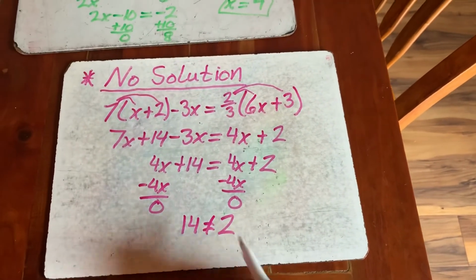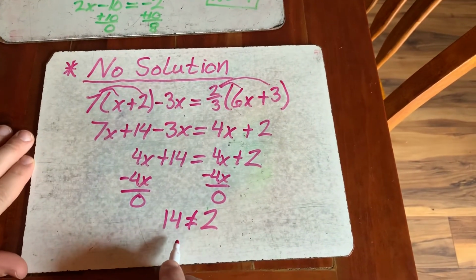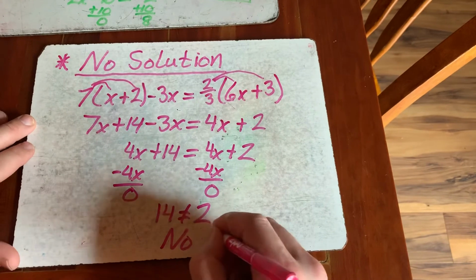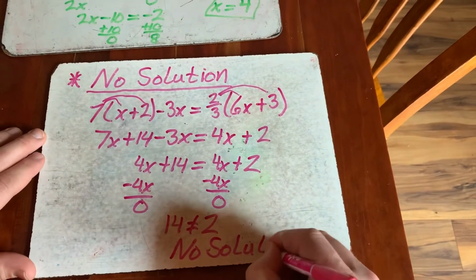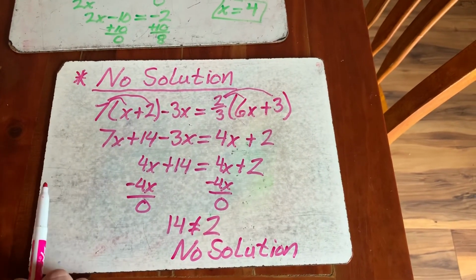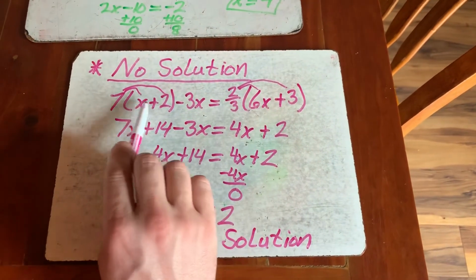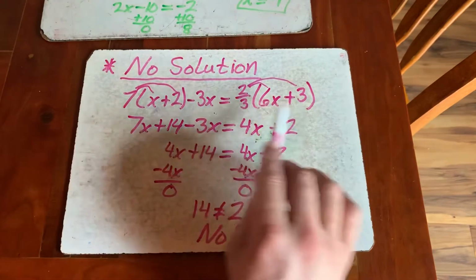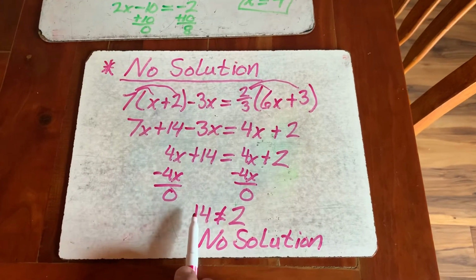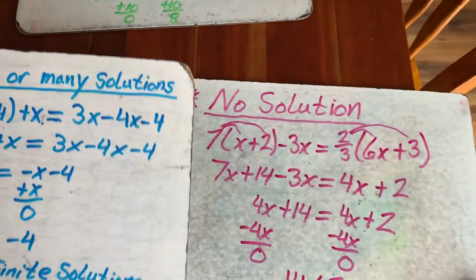So basically what's going to happen here is when the variable disappears and you get to the very end and you get one number on one side of the equal sign and a different number on the other side of the equal sign, that is no solution. Because it doesn't matter what number you try to put in for x here, whether it's a negative, a positive, the number 0, a decimal, a fraction, it doesn't matter. No matter what number you put in for x in this whole equation, no number would work. It would always come out as having the wrong number on the left, and it would not match the number on the right.